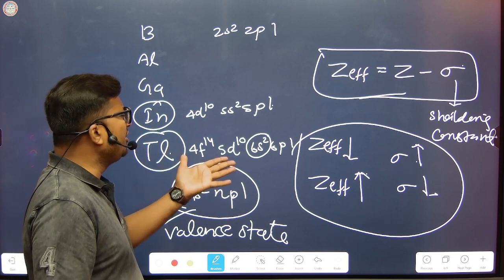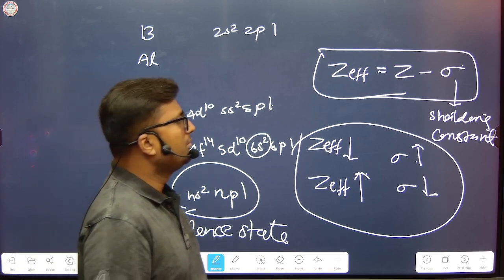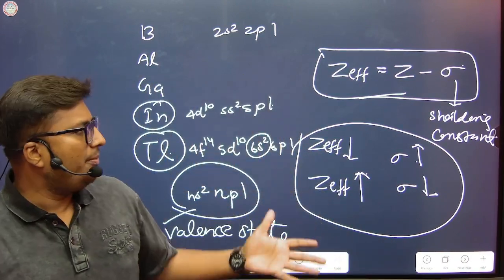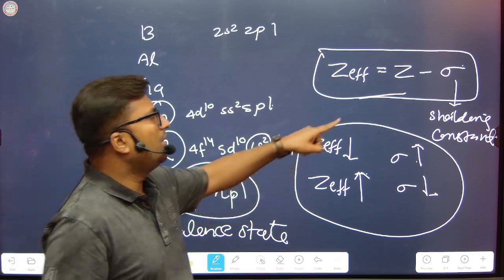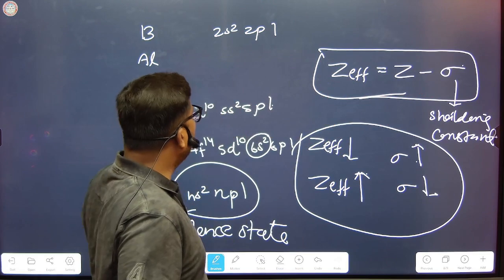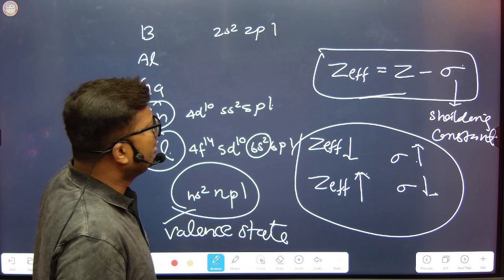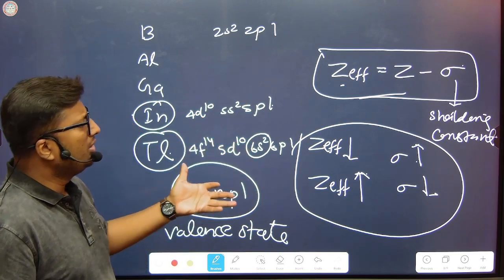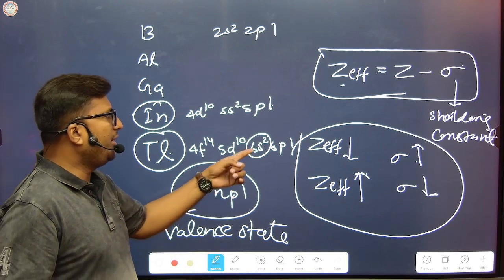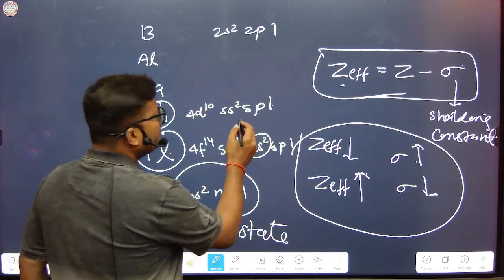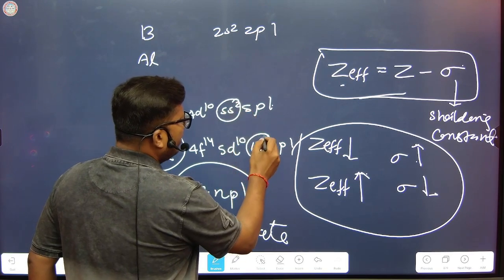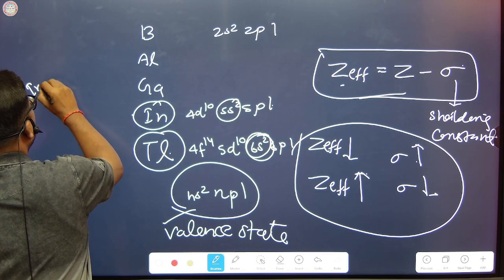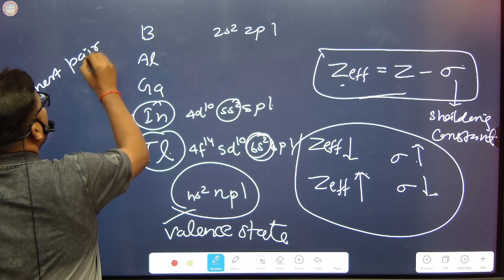Because of the poor shielding of the d and f subshells, the contribution to the screening constant is very low for the f and d subshells. The low value of sigma indicates that for these two elements the Z effective will be very high, and with such a high effective nuclear charge, the pair of electrons in the s orbital remains inert. So what is the inert pair effect?